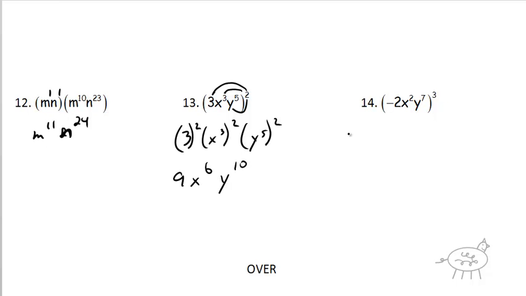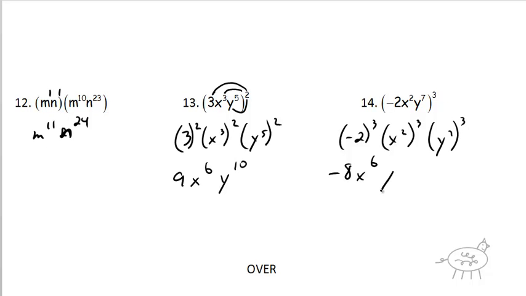Okay, so I'm going to do the same thing. Negative 2 cubed, x squared cubed, y to the 7th cubed. If you put negative 2 cubed in your calculator, you put it in parentheses. You get negative 8. X squared cubed is x to the 6th. Y to the 7th cubed is y to the 21st.